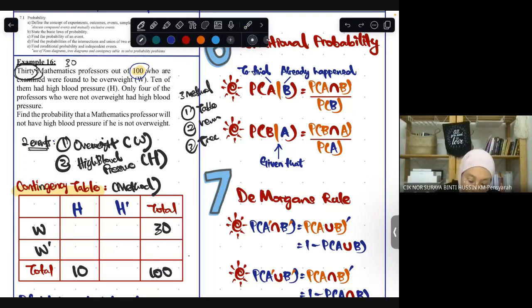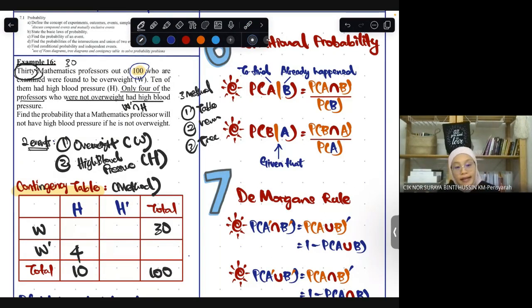And then apa lagi info seterusnya? Only 4 of the professor who were not overweight had a high blood pressure. It means that dia memang tidak overweight. So W dia adalah W prime. Dan dia apa? Tetapi dia ada high blood pressure. So where is it? Dia ada high blood pressure dan tetapi dia tidak overweight. We're not overweight. So this is the position of number 4. Okay, itulah cara you keluarkan maklumat ke dalam table you.